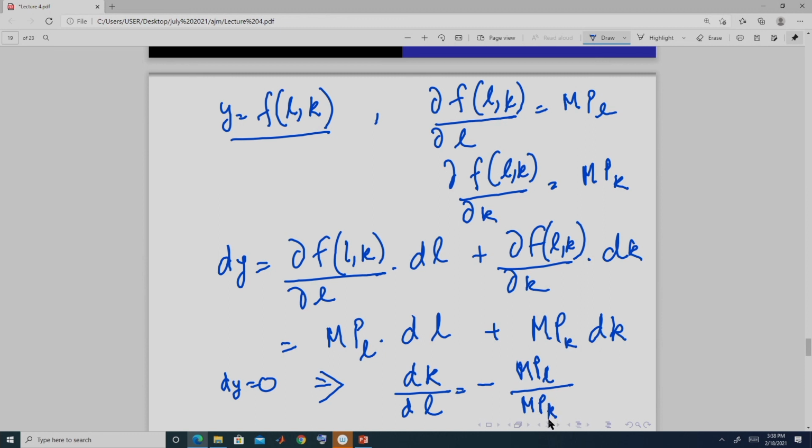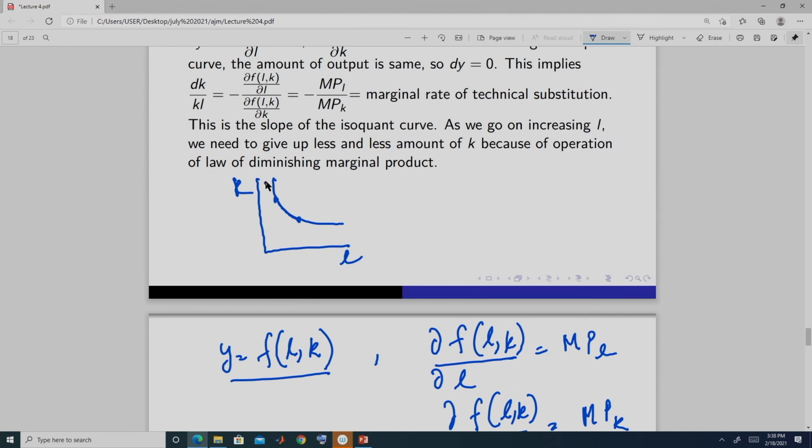this. So, this is what? This is the slope of the isoquant. This is actually equal to minus the marginal product of labor divided by the marginal product of capital. This is the isoquant, the slope of the isoquant at this point. And you will see that as we move in this way, as we are employing more and more labor, to keep the output the same, we have to give up less and less capital. Why? Because especially of the law of diminishing marginal product.